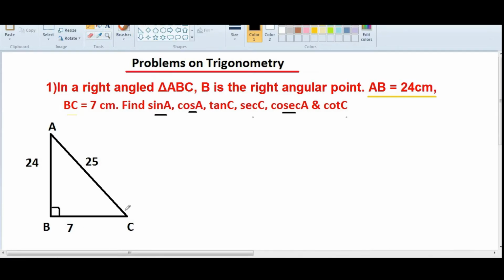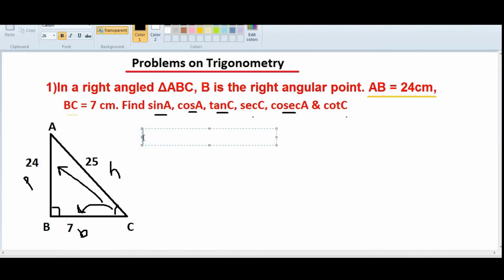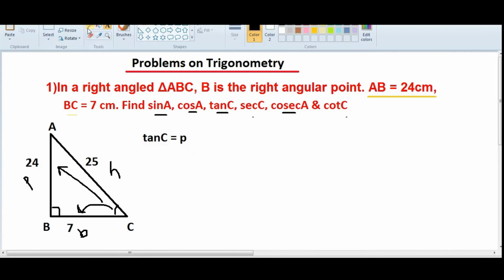But we have to find with respect to angle C, that is this one. So its adjacent side, that is BC, will be our base, and opposite one will be our perpendicular, and the greatest one will always be hypotenuse. So now tan C. Okay, so we have to find the value of tan C. So what's the formula for tan? It's perpendicular by base.